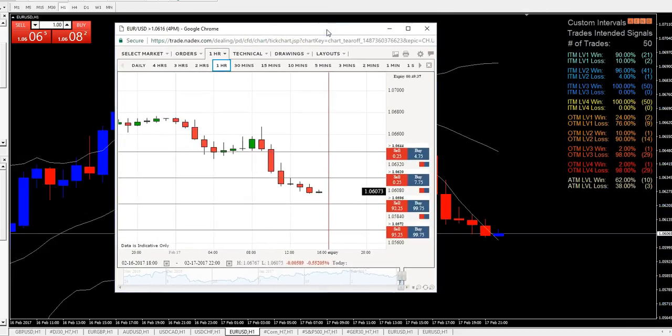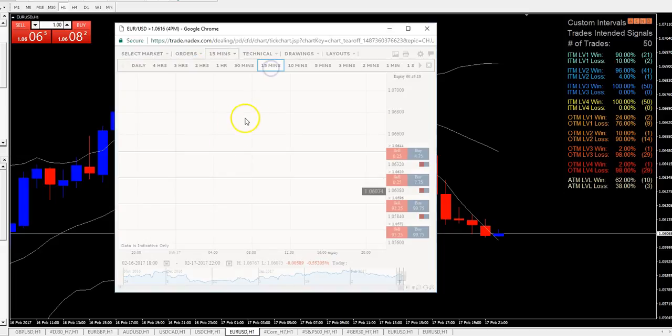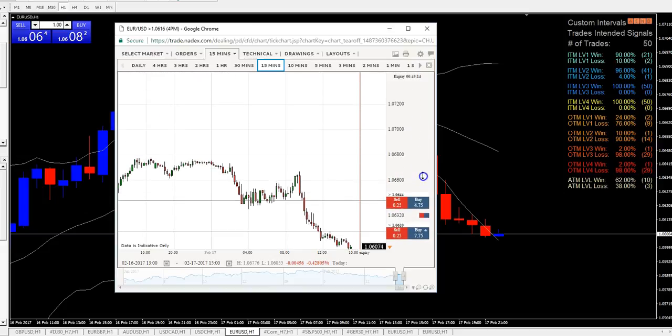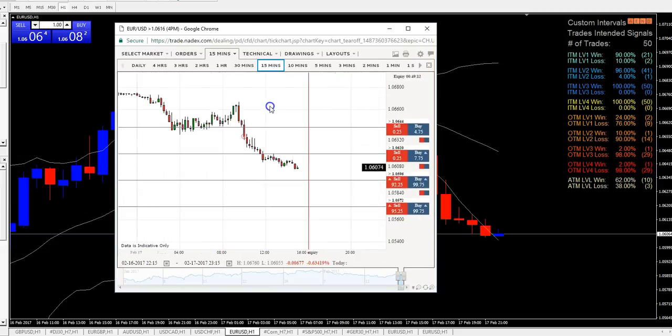Okay, this question is for Sam only. Sam, if we're looking at this chart, here's your strikes. Let's say we've got 4 strikes here, and this is the live rate. Here is your expiry line right here. Let me go down to a 15-minute chart just so we can look at it a little bit better.